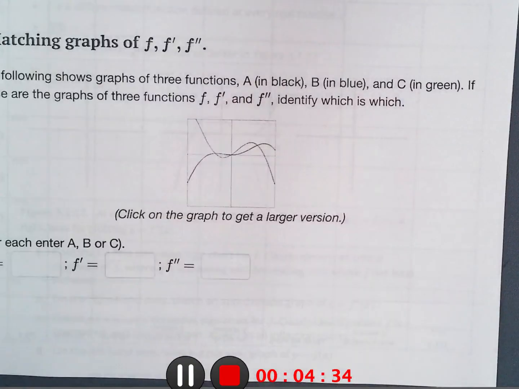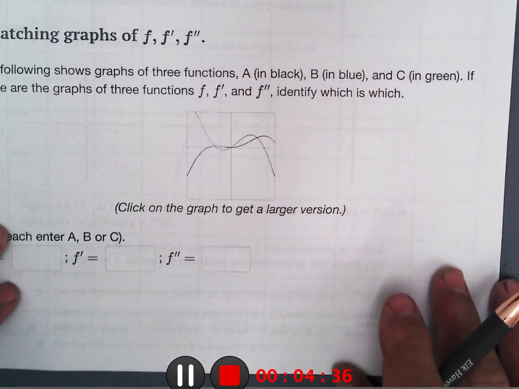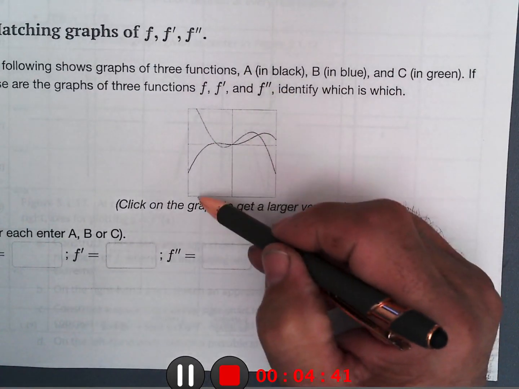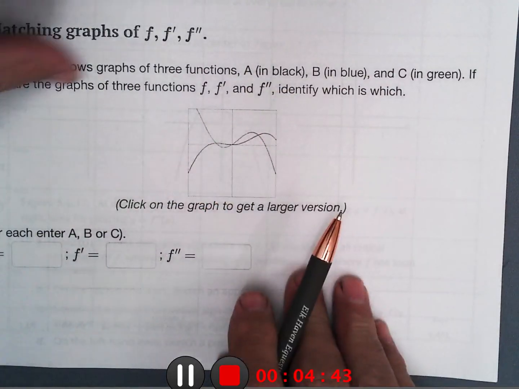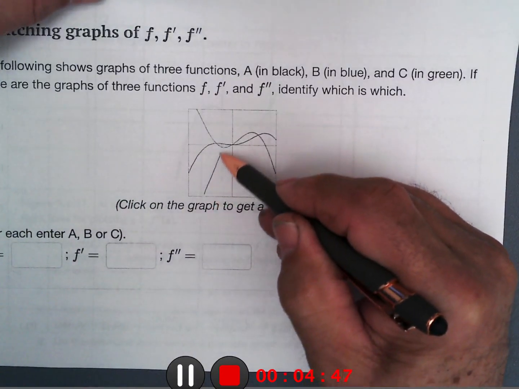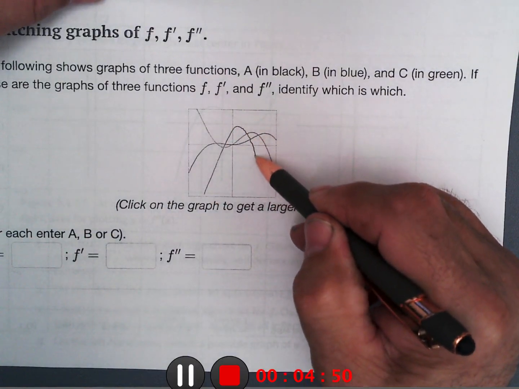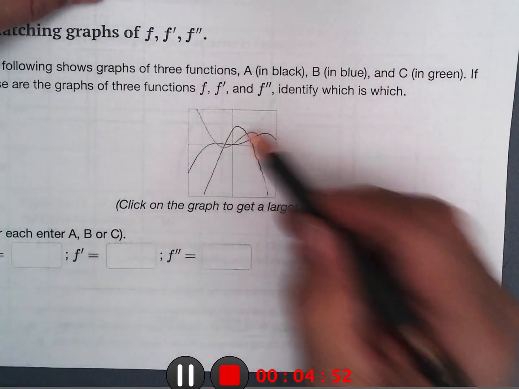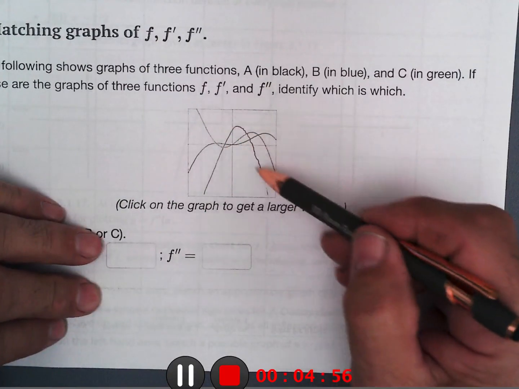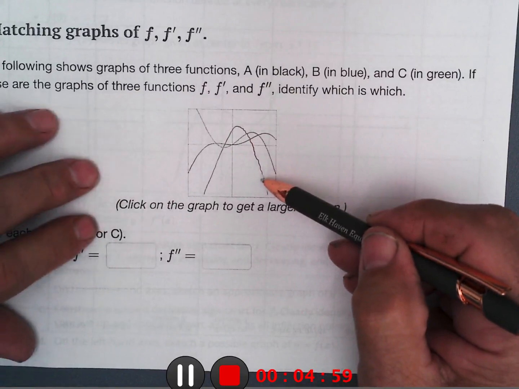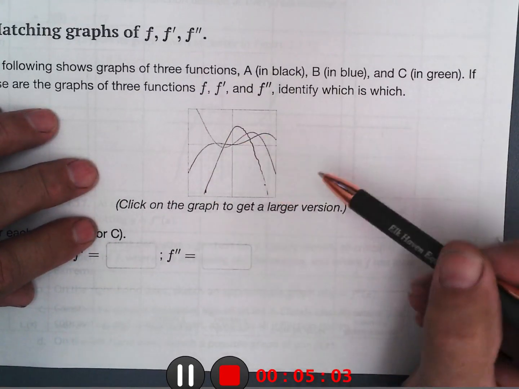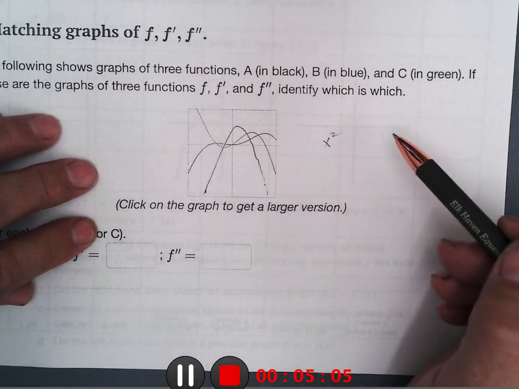Number 3. Now this one's not going to work so well because it didn't print so well. Let me see if I can see that well enough to trace over it. We got a graph that looks like this, and then the other ones you can see. These look like polynomials. That looks like a parabola. That's a degree 2 upside down.